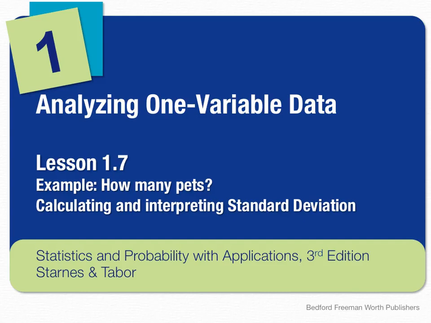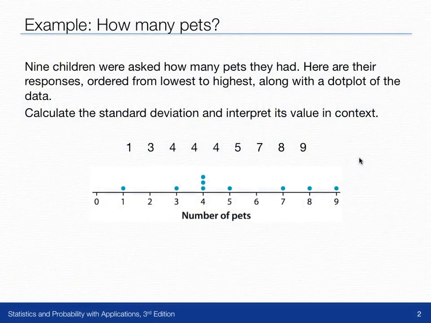In the lesson 1.7 example, how many pets, we're going to calculate and interpret the standard deviation of a data set. 9 children were asked how many pets they had. Here are their responses, ordered from lowest to highest, and a dot plot of the data. We're going to calculate and interpret the standard deviation in the context of the problem.